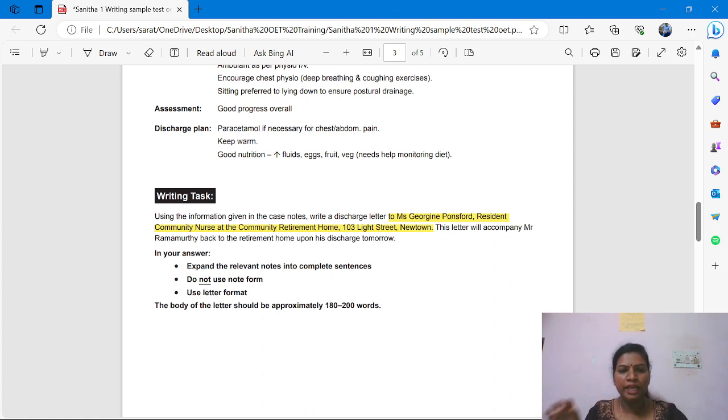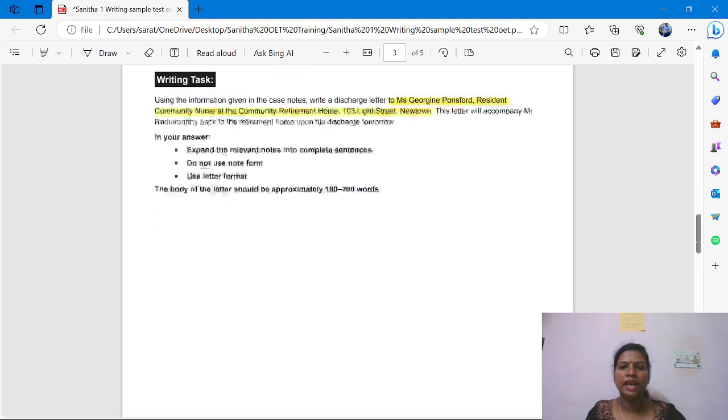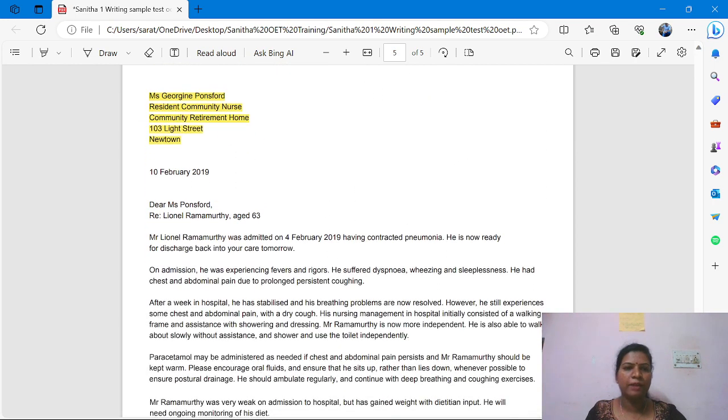Using the information given in the case notes, write a discharge letter to Miss Georgina Ponsford, Resident Community Nurse, at the Community Retirement Home, 103 Light Street, Newton. This is the recipient name and address. Who is Miss Georgina? You have to write it here like that. The line should be in a straight line.